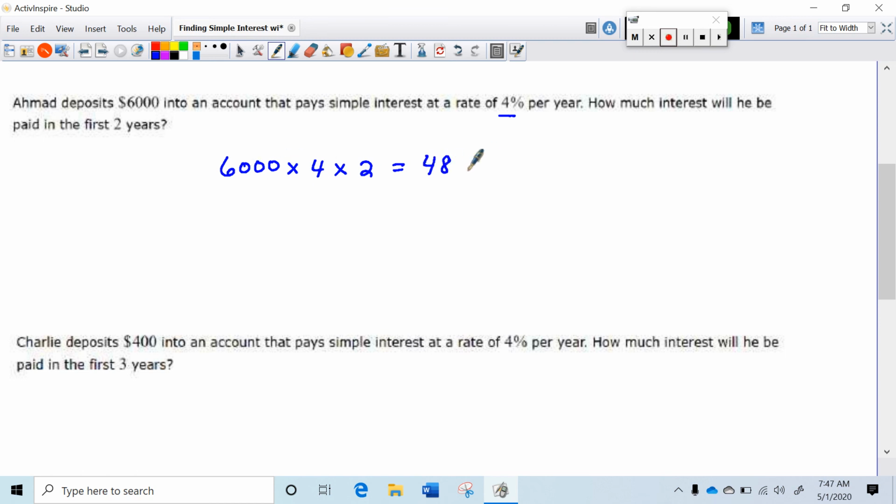Now put the zeros in. There are 3 of them. But because of the percent sign, you knock off the last two numbers. So $480 is the answer.